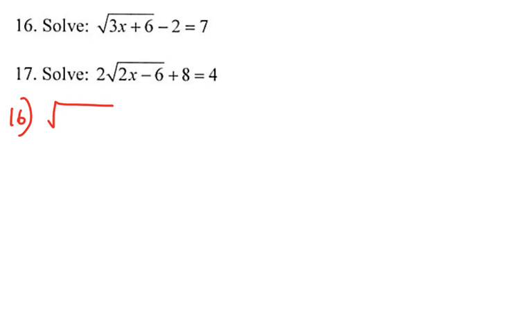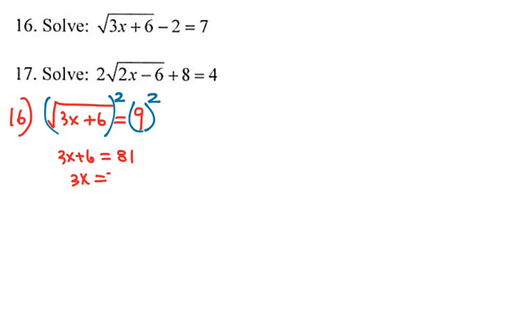Number 16. So in order for you to solve this one, we have to add 2 to both sides so that we could isolate the radical by itself. And then to get rid of the square root, we need to square both sides. And we simply get 3x plus 6 is equal to 81. Now, then 3x is equal to 75. Then x seems to be 25. But the thing is, instead of stopping here, why don't you check it just one more time?